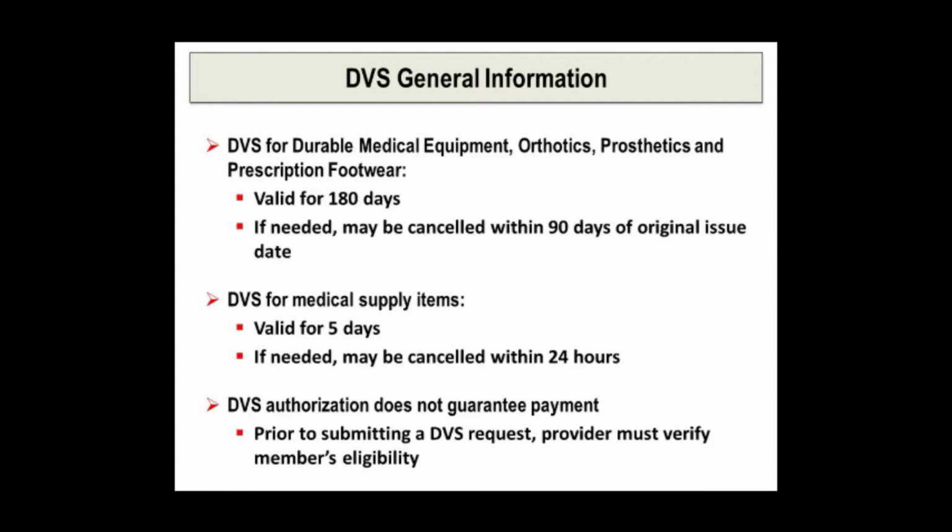DVS authorizations for durable medical equipment, orthotics, prosthetics, and prescription footwear are valid for 180 days and, if needed, may be canceled within 90 days of original issue date. DVS authorizations for medical supply items are valid for 5 days and, if needed, may be canceled within 24 hours. DVS authorization does not guarantee payment, and prior to submitting a DVS request, providers must verify a member's eligibility.